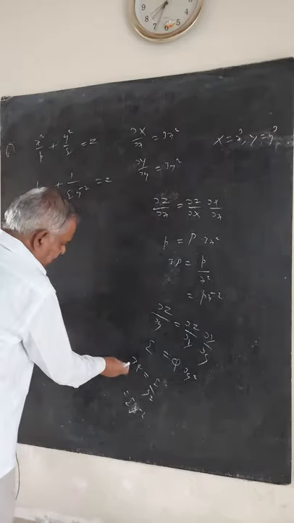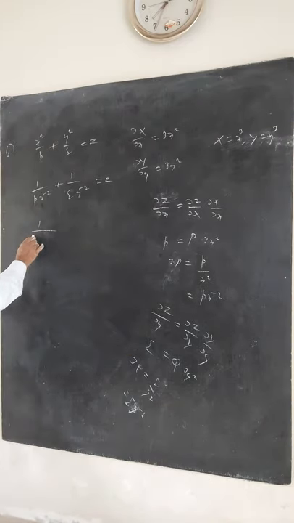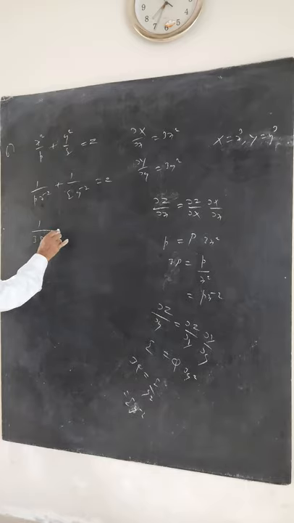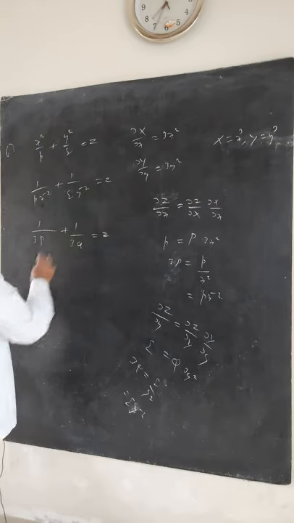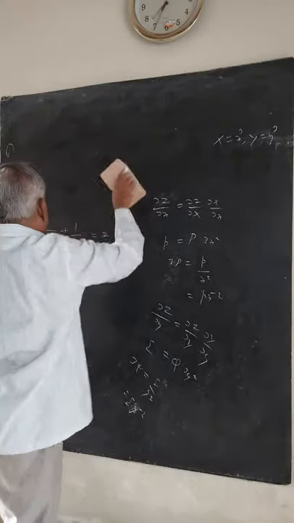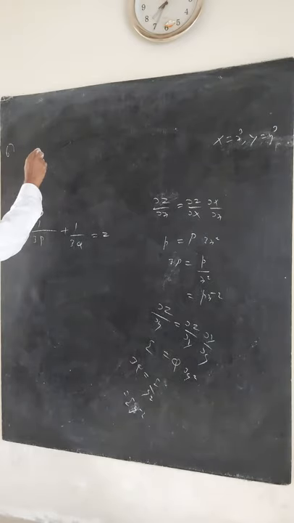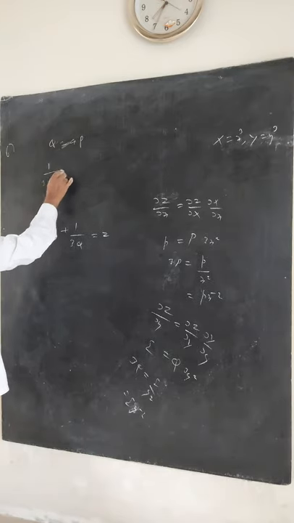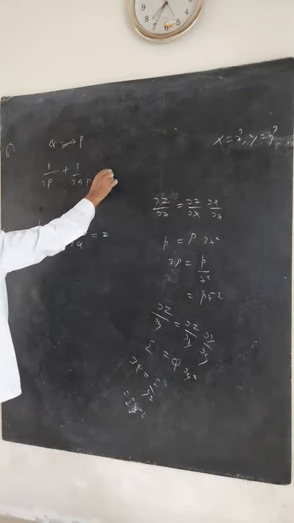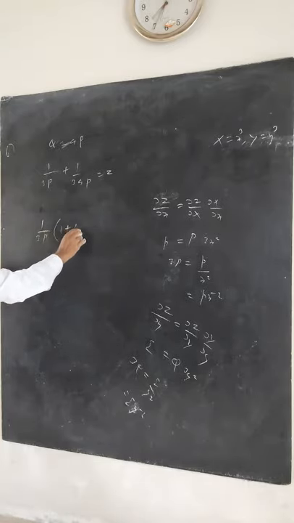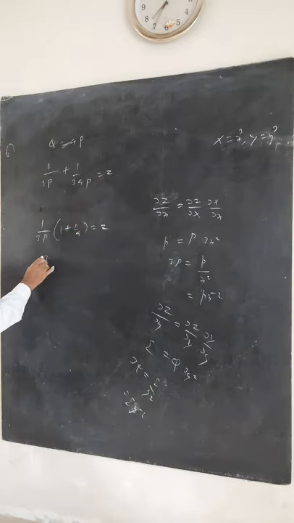Therefore, applying this, 3P and 3Q in this: 1 by 3P plus 1 by 3Q equals z. This is in the form Q equals aP. Put 1 by 3P plus 1 by 3aP equals z. Taking 1 by 3P out, 1 plus 1 by a equals z.